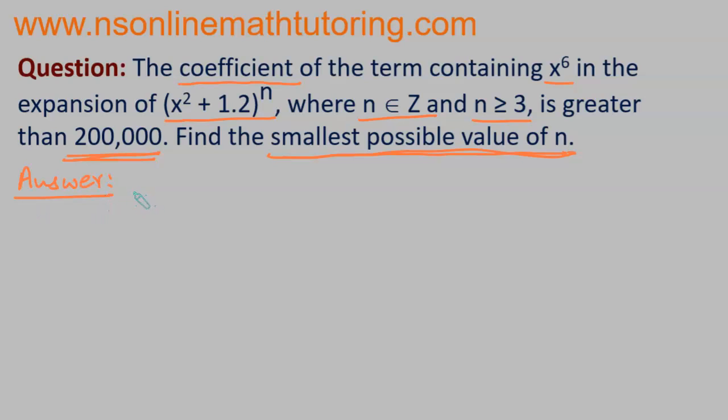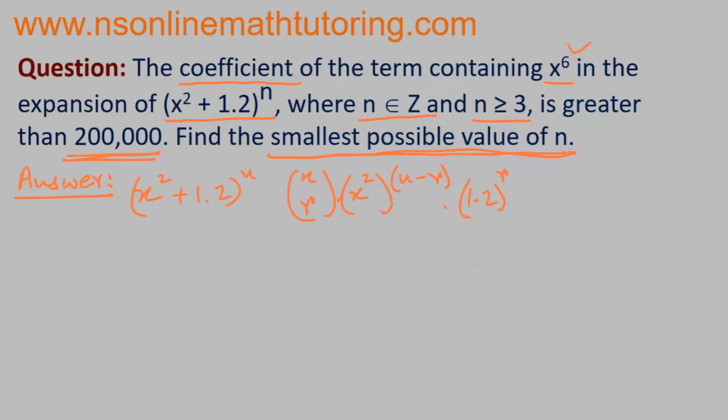So, it is x square plus 1.2 raised to the power of n. And again, we start with the general term. That is NCR x square, with an implied multiplication sign, so x to the power of 2 or x square raised to the power of n minus r times 1.2 raised to the power of r. Okay.